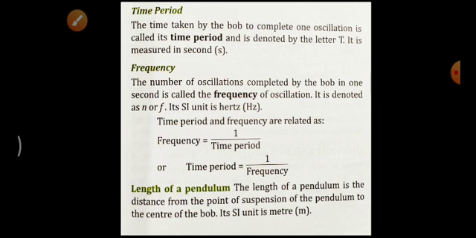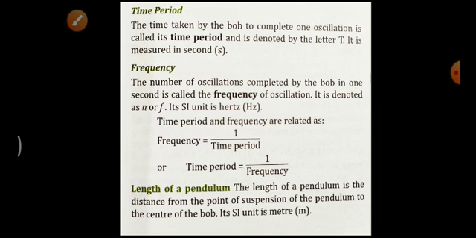Then the next one is the frequency. Frequency means the number of oscillations completed by the bob in 1 second. So in 1 second, how many complete oscillations occur while that simple pendulum is oscillating? That is called the frequency of oscillation, and it is denoted as n or f, and its unit is Hertz. Hz is the unit of frequency.